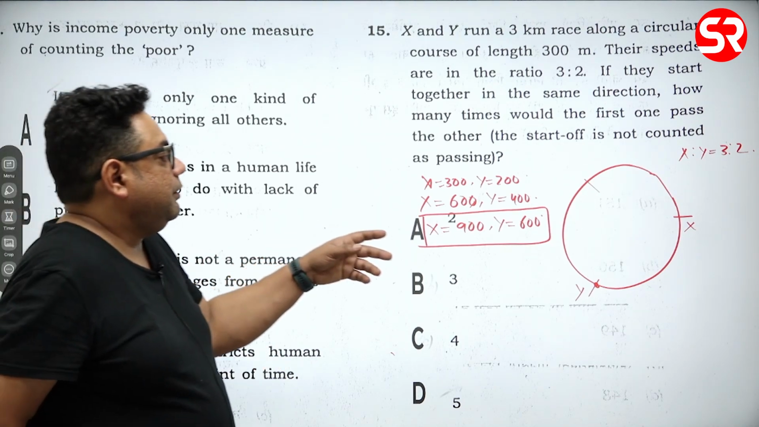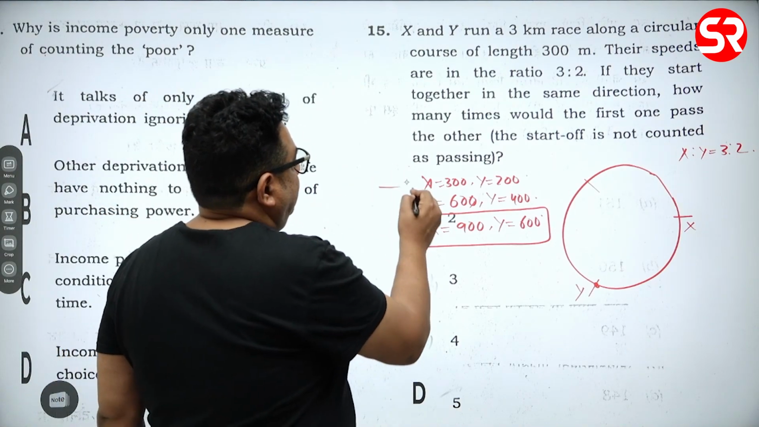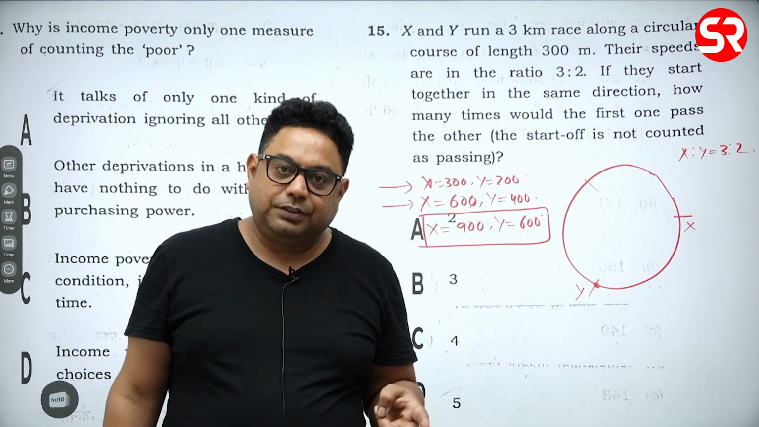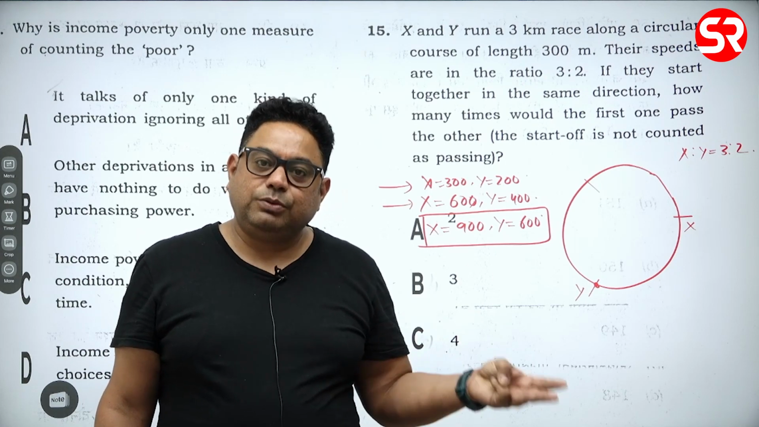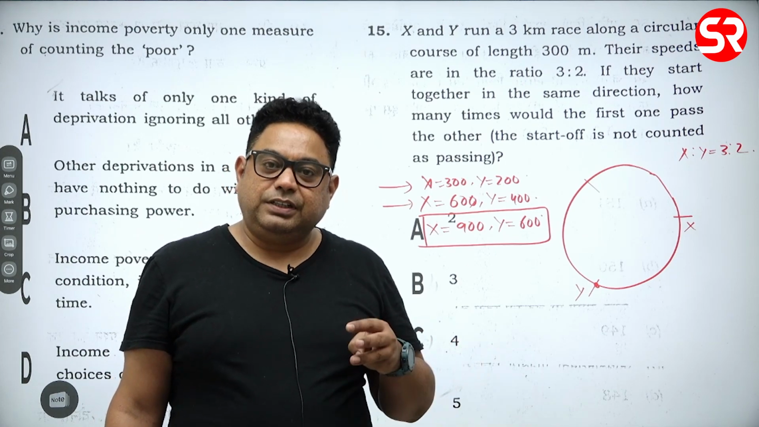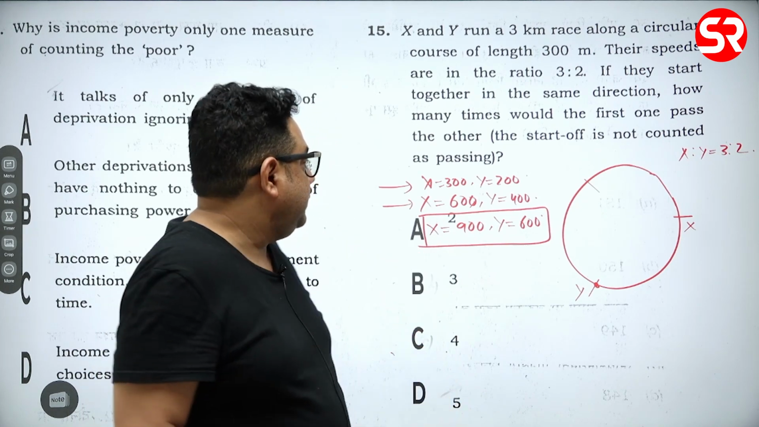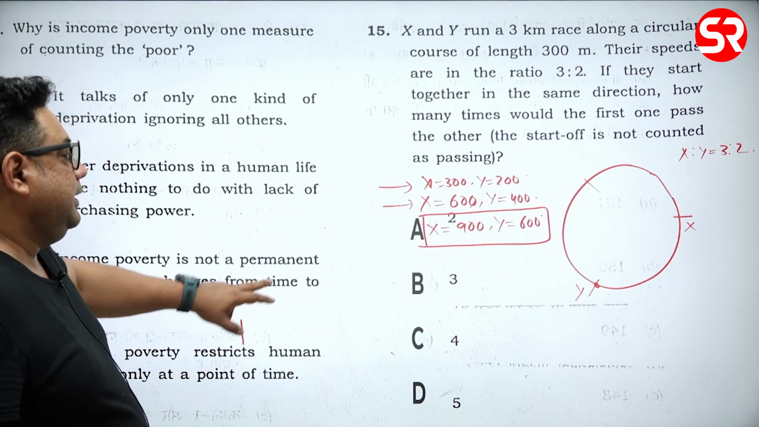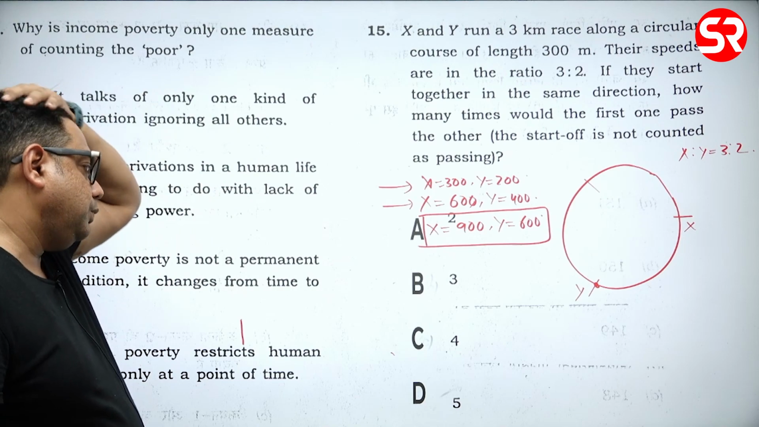So see, for first 900, there are two instances when they have crossed each other. Next 900, again two instances. Next 900, again two instances. After that, 2700 and first 300 meters they are not meeting. So there are 6 such ways of passing. See, 2 here, 2 here.